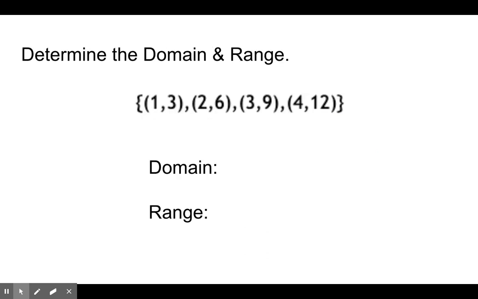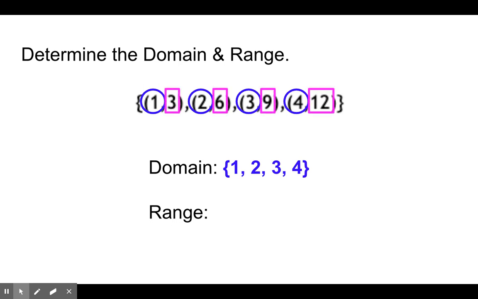For example, if we want to determine the domain and range of this function, all of the x values are the domain. So we're going to list the x values only. 1, 2, 3, 4. Those fancy parentheses, that's our set notation. And so the set is 1, 2, 3, and 4. Those are all the numbers that go into our function. For the range, it's all the numbers that come out of our function. In this case, 3, 6, 9, 12.